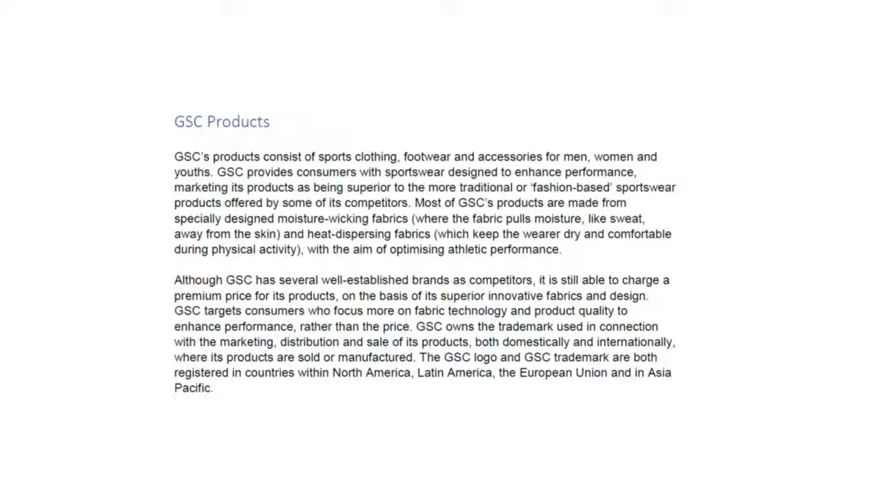Depending on how much you know about sportswear, you may find there is not much to learn from this section. Note that GSC charges a premium price and owns the GSC trademark. This may be a clue as to some counterfeit goods issues in the future.